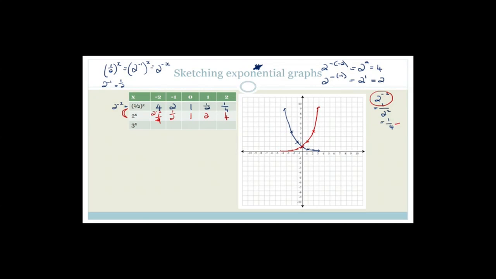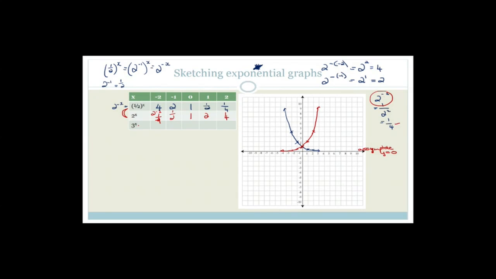And note though that they both remain positive above the x-axis, okay? So we can guess, we can prove it to you just now, but we can guess that y equals naught is an asymptote at the x-axis.